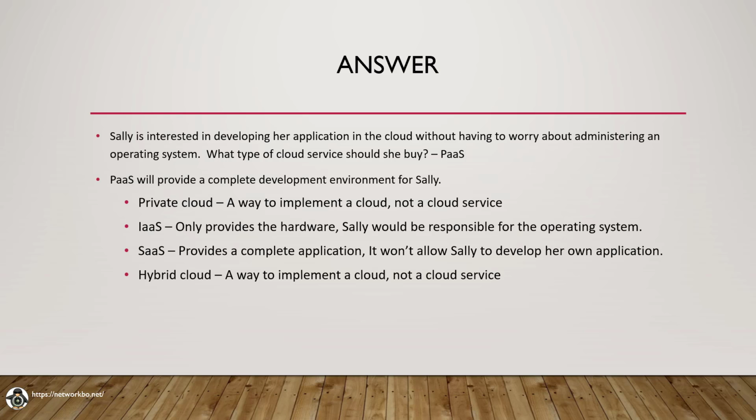And the answer would be platform as a service, which will provide a complete development environment for Sally. A private cloud is a way to implement a cloud, not a cloud service. Infrastructure as a service only provides the hardware. Sally would be responsible for the operating system. Software as a service provides a complete application and won't allow Sally to develop her own application. And a hybrid cloud is a way to implement a cloud, not a cloud service.